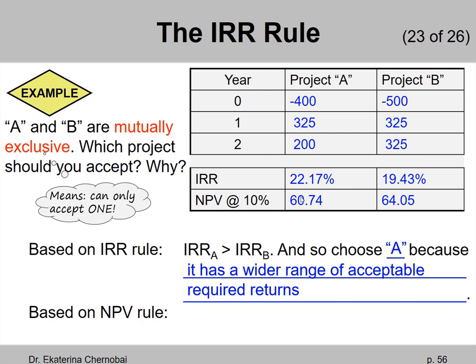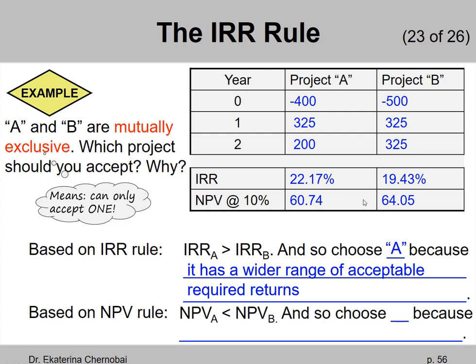Both net present values are above 0, making both projects acceptable, except we need to pick one because they are mutually exclusive. So which one is better? The one with the higher net present value is better, and that's project B, right? Project B will generate an overall profit of $64.05, and project A will only generate a profit of $60.74.